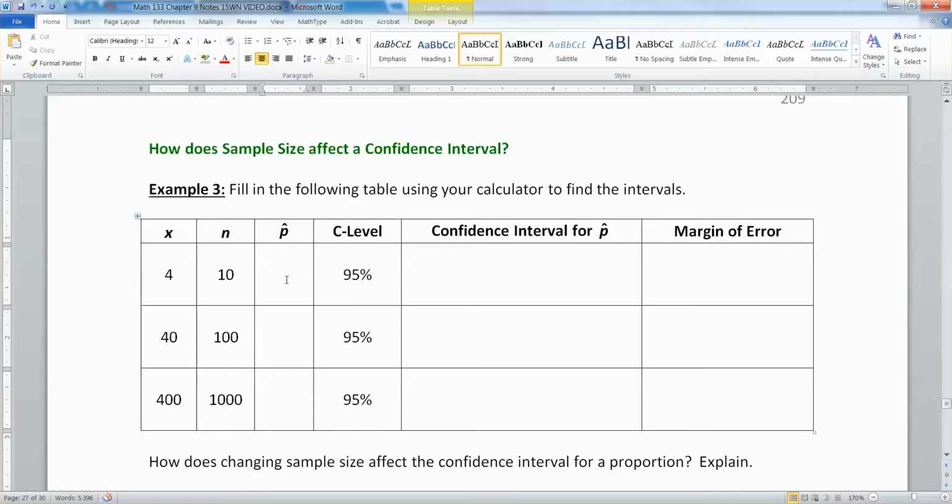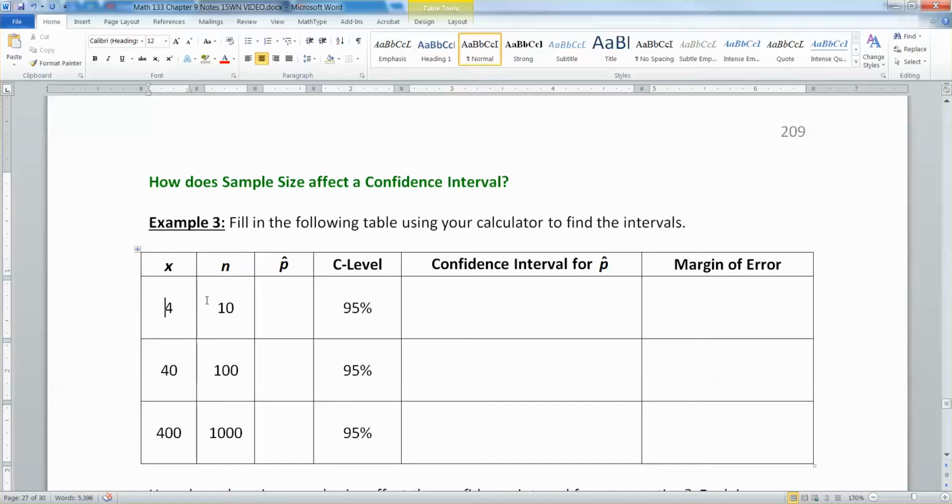So I have an example here where we have 4 out of 10, right? 4 being your x, 10 being your n. And I want us to determine our p hat and then find a 95% confidence interval. This isn't going to be that hard because we're just going to make the calculator do it all. It says use your calculator.